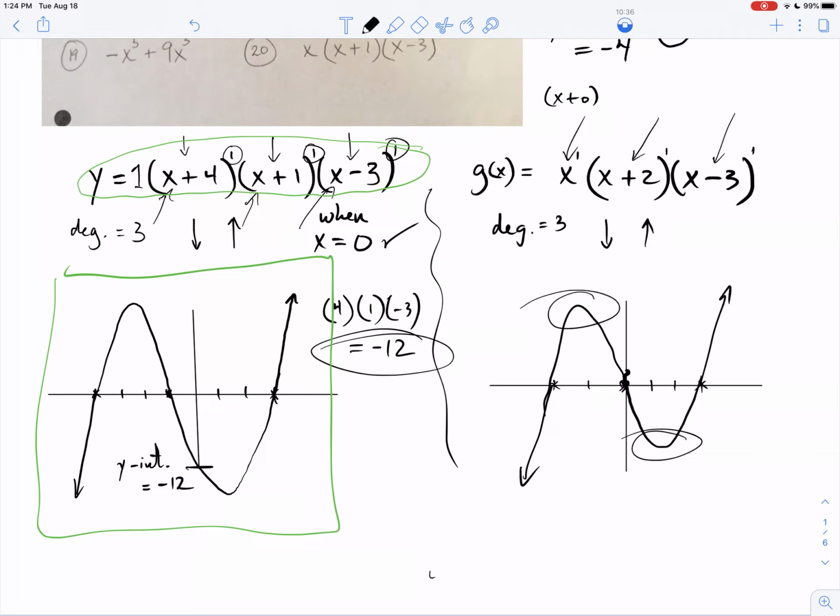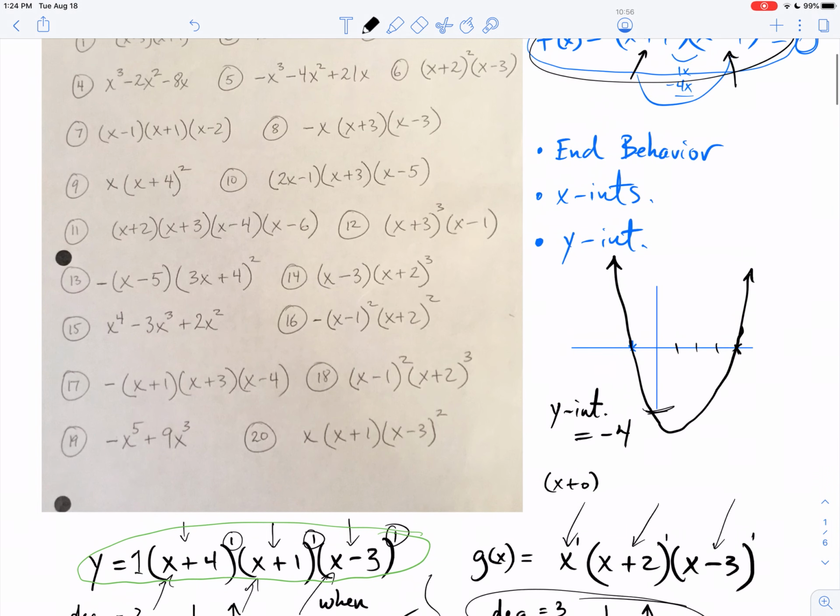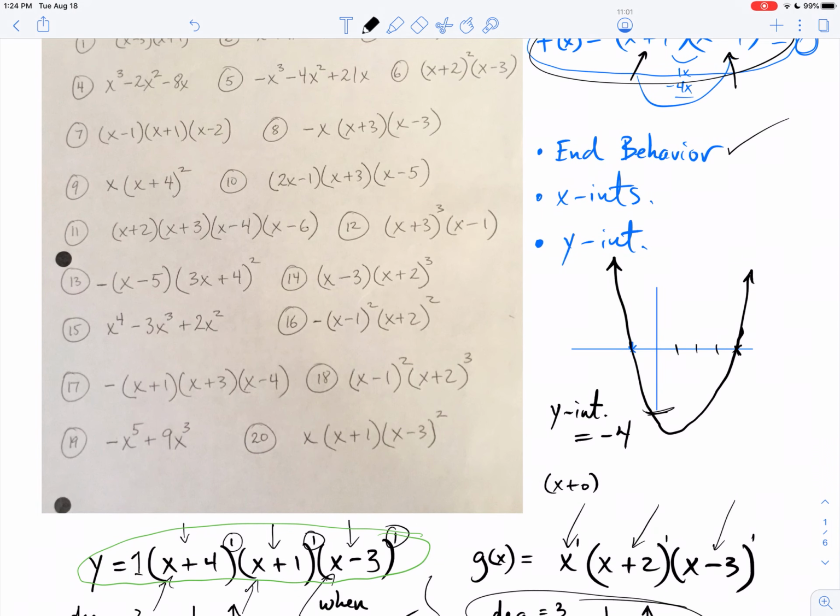How high did this peak hit? Don't know, don't care. That's not part of our lesson today. We're just after getting a rough idea of what this graph is doing. Now, this concept here, where I know the degree and I know what's going to happen on the ends of the graph, that's called end behavior. We talked about that.